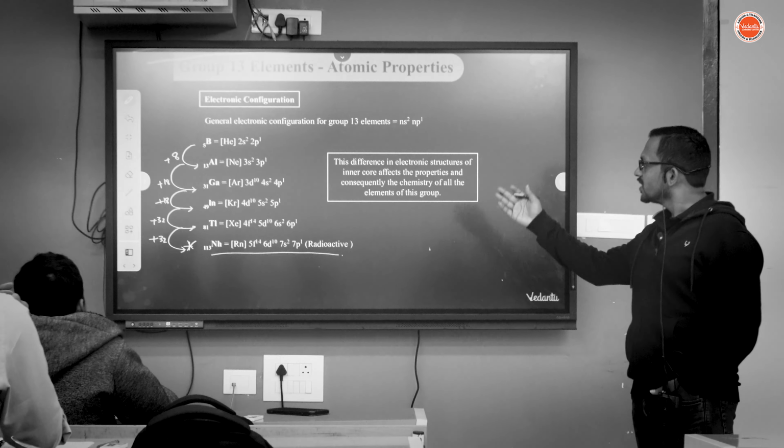Let's look at the order. Boron has the highest value. Thallium is next. After thallium, look at the values, 579. This is boron, this is aluminium, this is gallium, this is indium, and this is thallium. The next highest value is for gallium. The next one is aluminium, and the next one is indium. If you look at this correct order, two elements change their values.